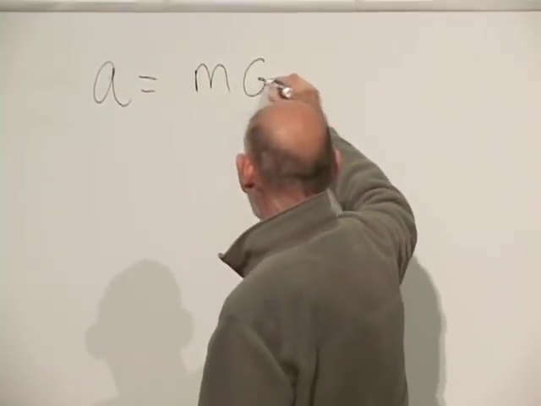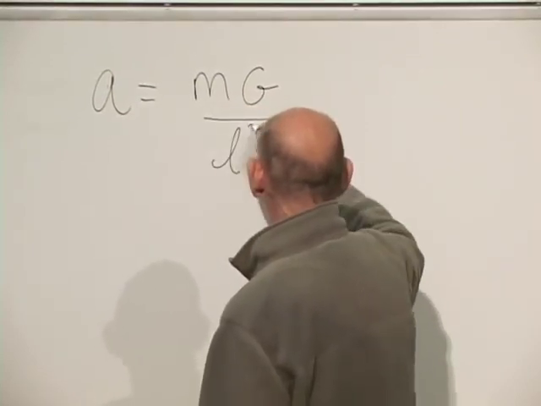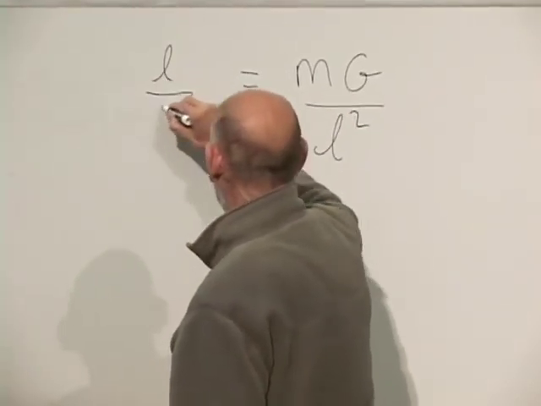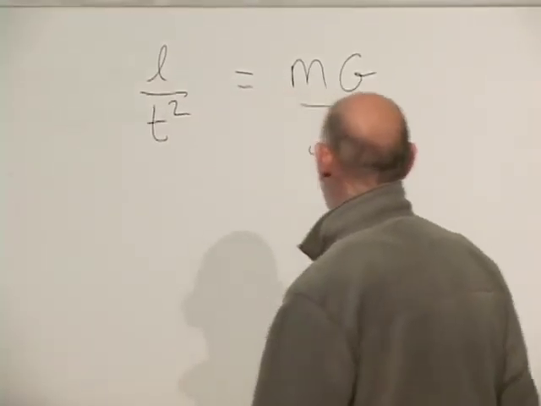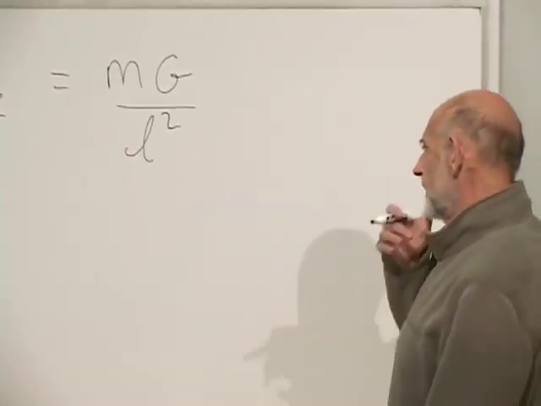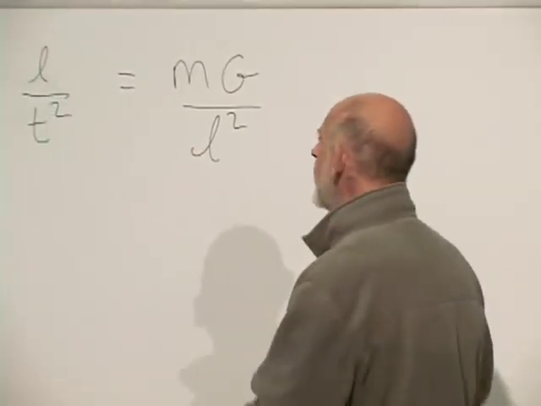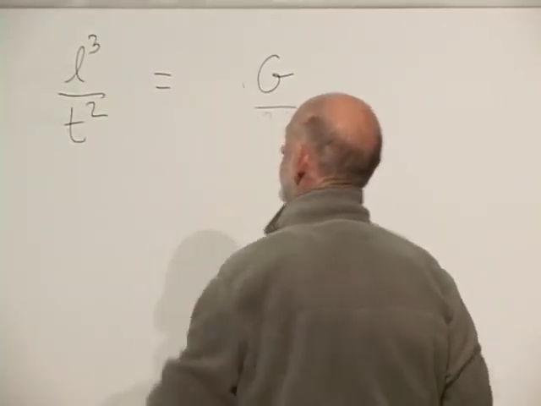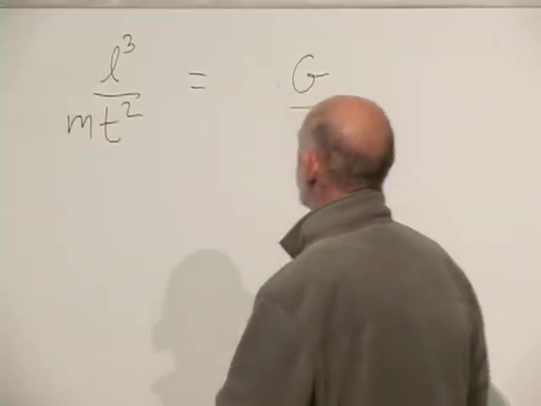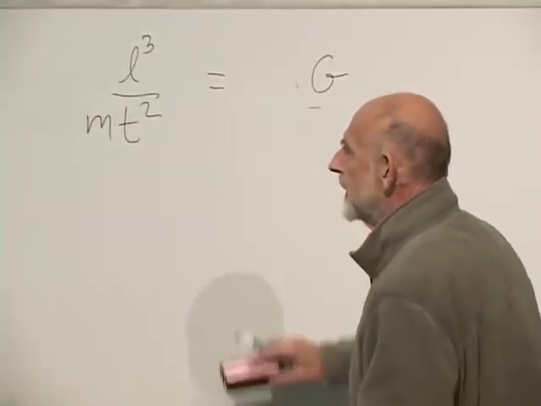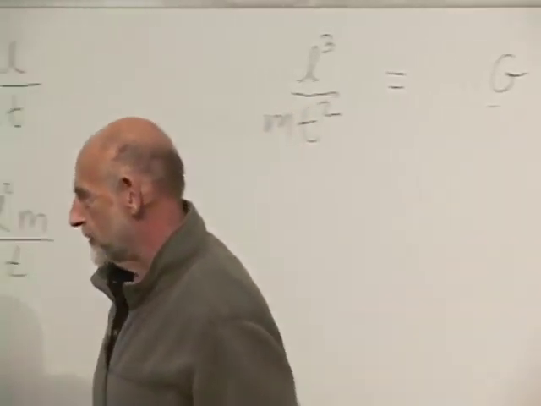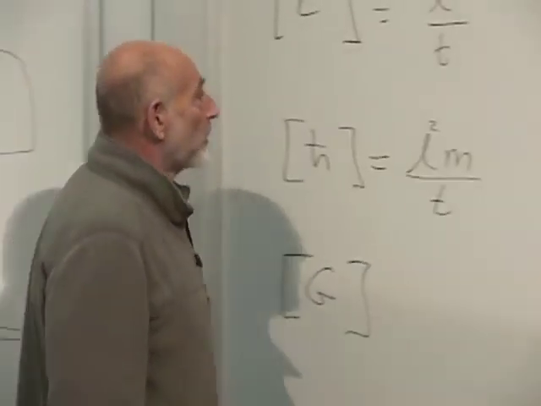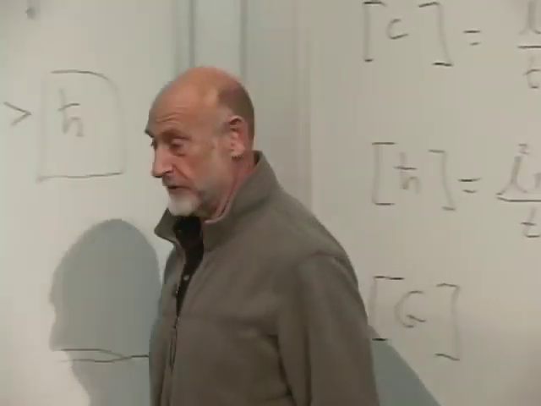mass times G over r squared. So that's length squared. Acceleration is length per time squared. And again, equal doesn't mean equal. So it's L cubed over t squared divided by m, it looks like. Okay, let's now go through the exercise. By the way, that's like Kepler's law. You're right. It is like Kepler's law.